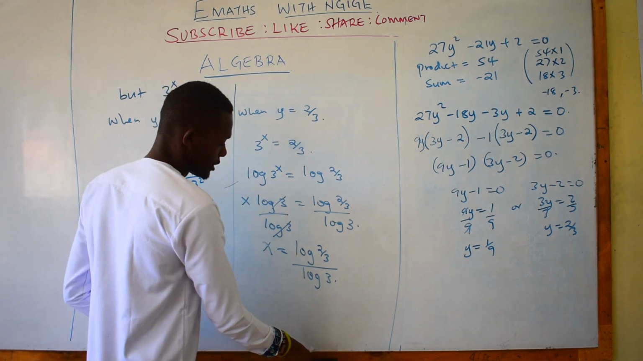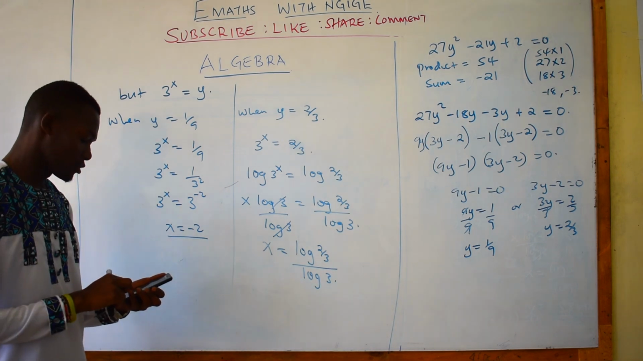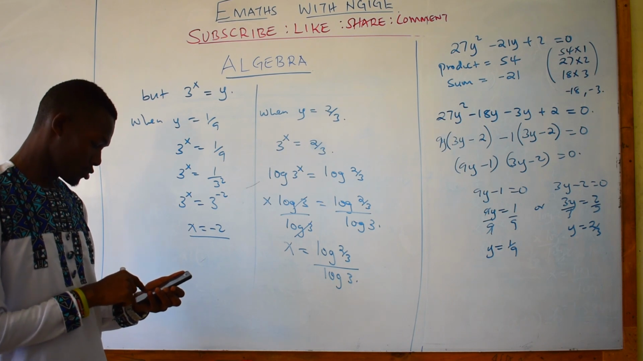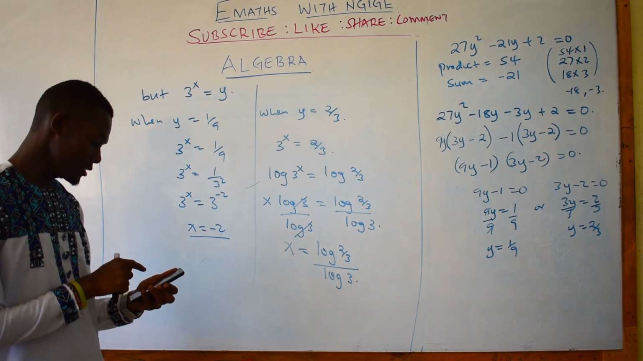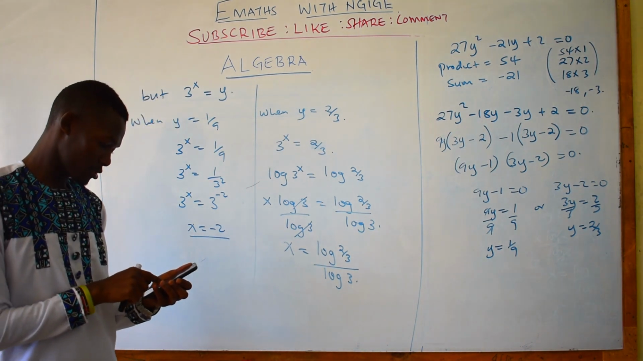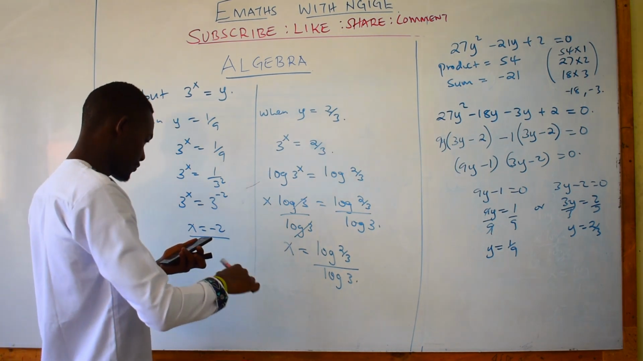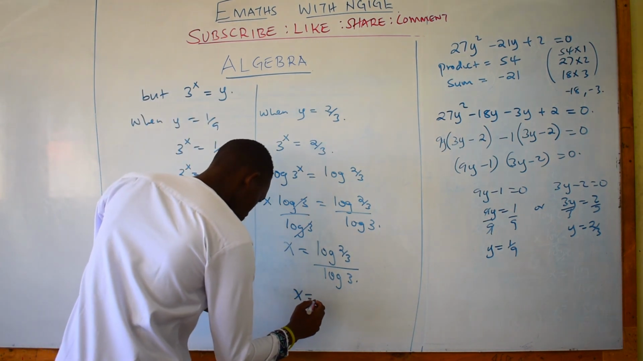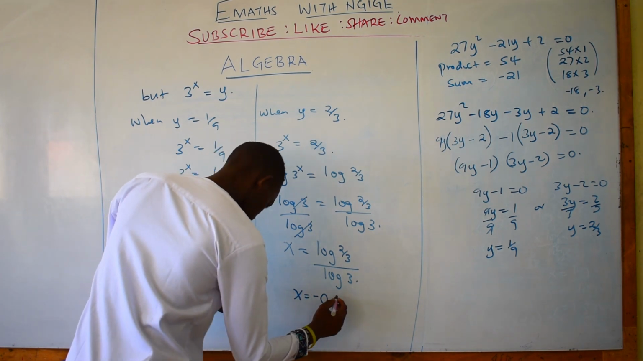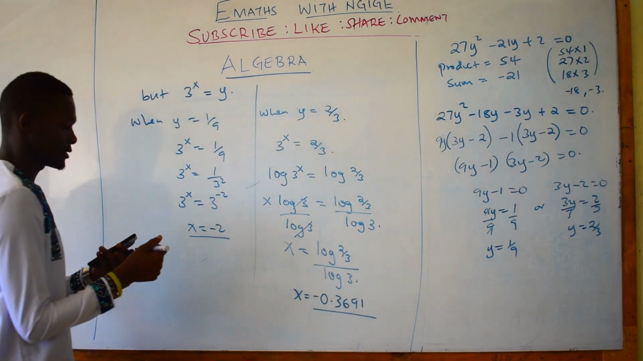And what does that give you? In your calculator, go and find the log button. Press the log of 2 over 3, then divide by the log of 3, which gives you what? That one will give you x equals negative 0.3691. So that is the second value of x.